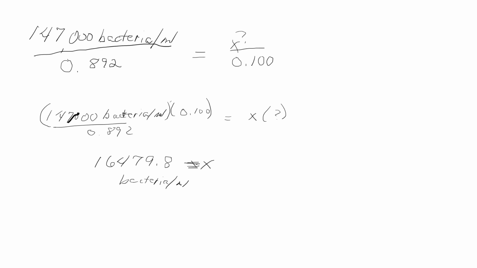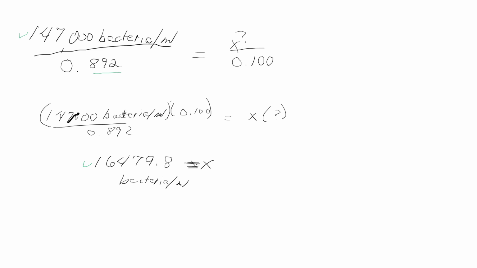Look at your answer and see if it makes sense. Let me switch to a different color here. At this higher level of 0.892, you have this higher number, 147,000. But at a reading of 0.1, which is a lower number, the number of bacteria per mil should be lower. So you can double check your answer there a little bit.